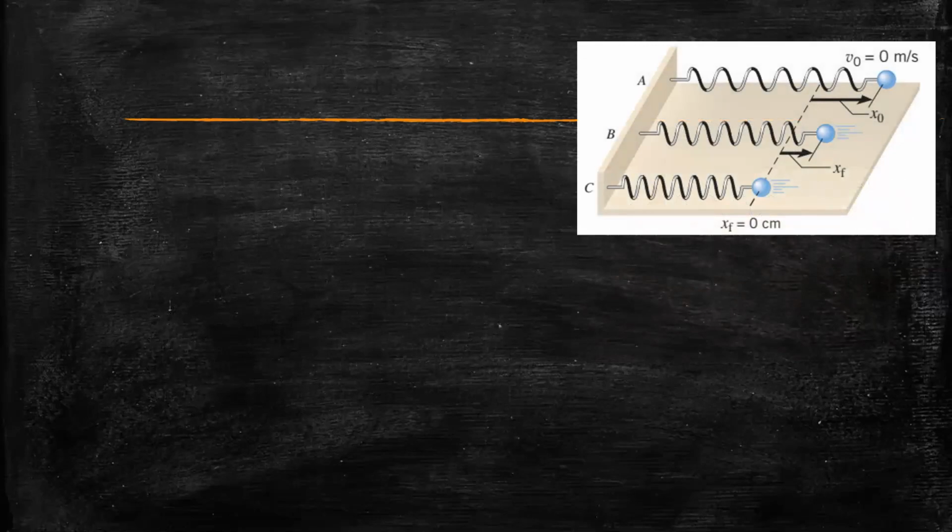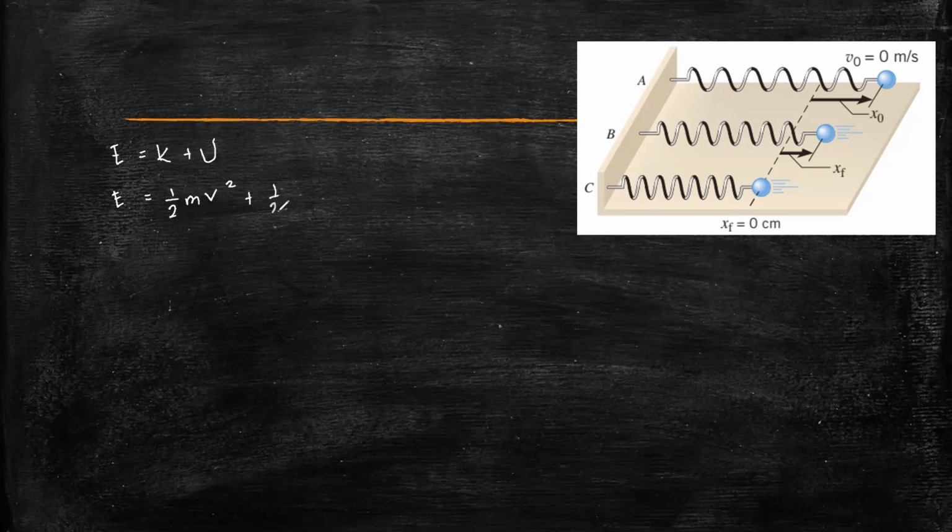Now, solving the problem, we know that the total mechanical energy is equal to the sum of kinetic energy and potential energy. Therefore, we have E is equal to K plus U, wherein K is equal to 1/2 mv squared, plus 1/2 kx squared, which is equal to 1/2 kA squared, which is constant.